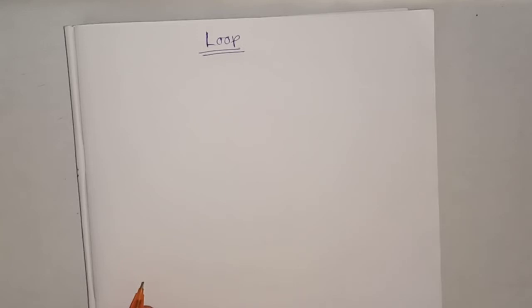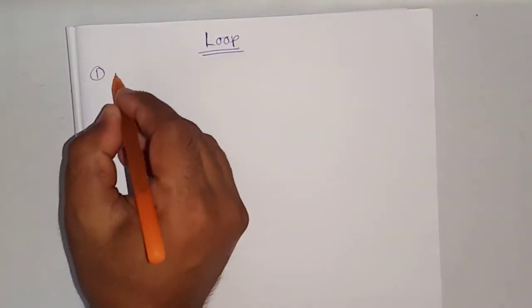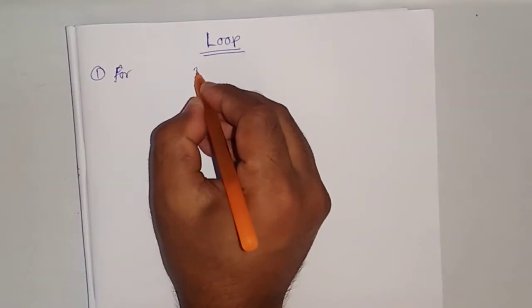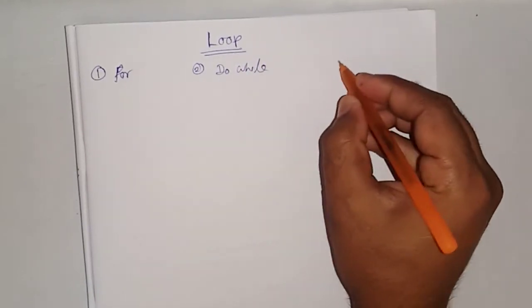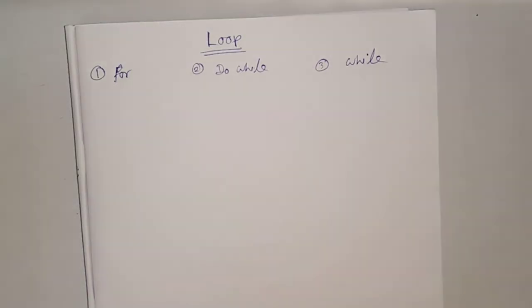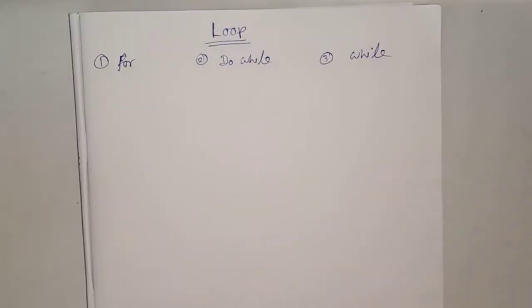So in Java, there are three different types of loops. One is the for loop. The second one is the do while loop, and the third one is the while loop. So before explaining the three different types of loops, I will discuss with you what a loop is.